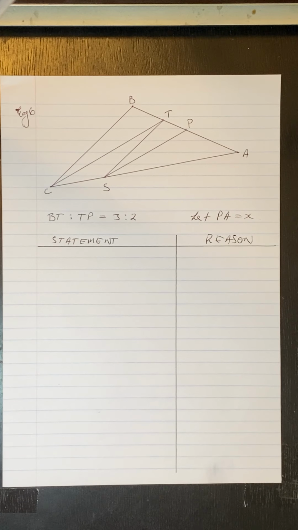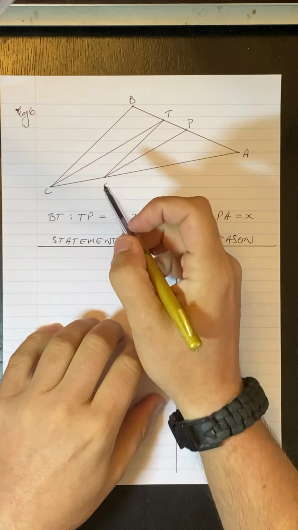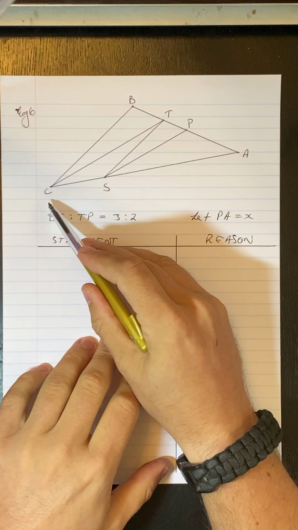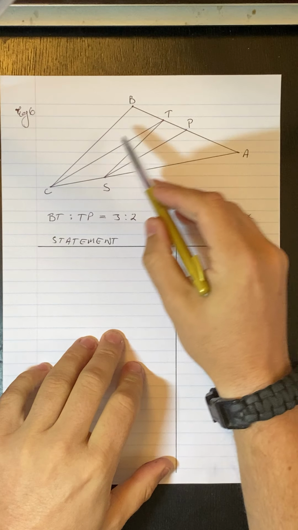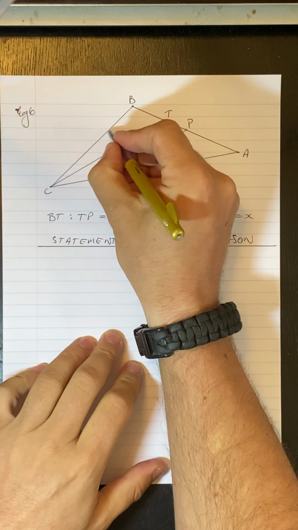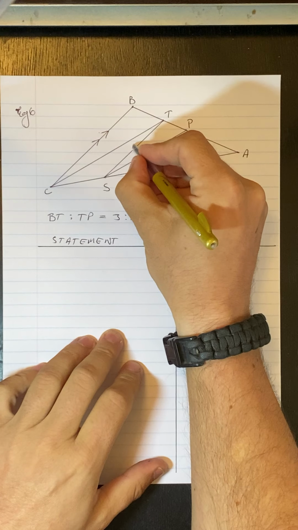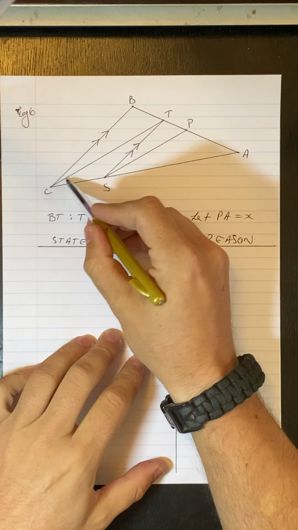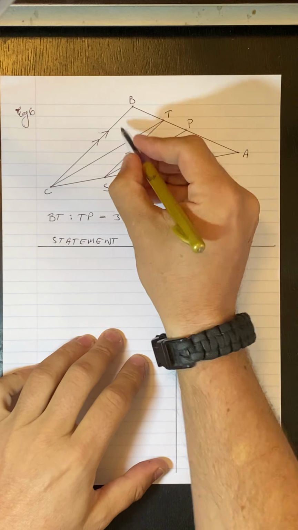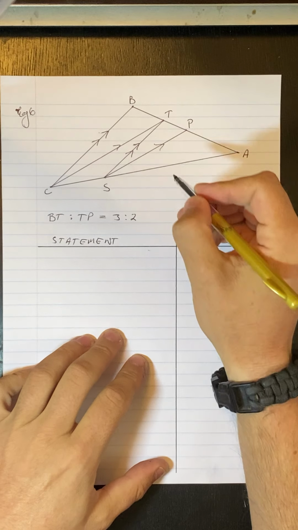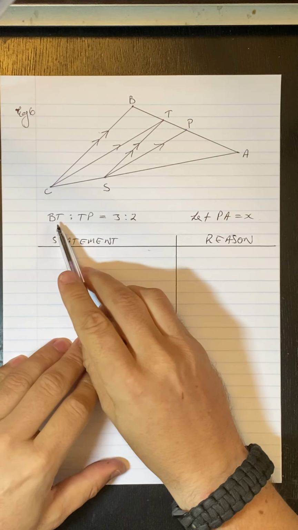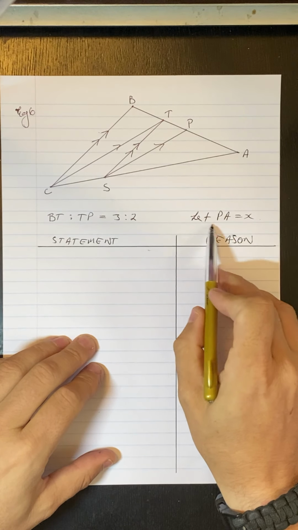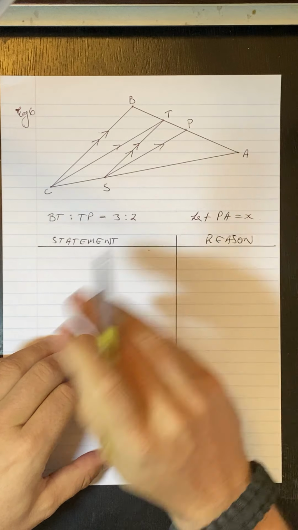I'm just going to read the question out to you. It says, calculate the ratio AS to SC if BC is parallel to TS. So we know that this is parallel to TS. And it goes on to say that TC, this line here, is parallel to PS. So let's just mark that down. And we have that the ratio BT to TP is 3 to 2. And they've given us a little hint, and they just said that let PA be equal to X.